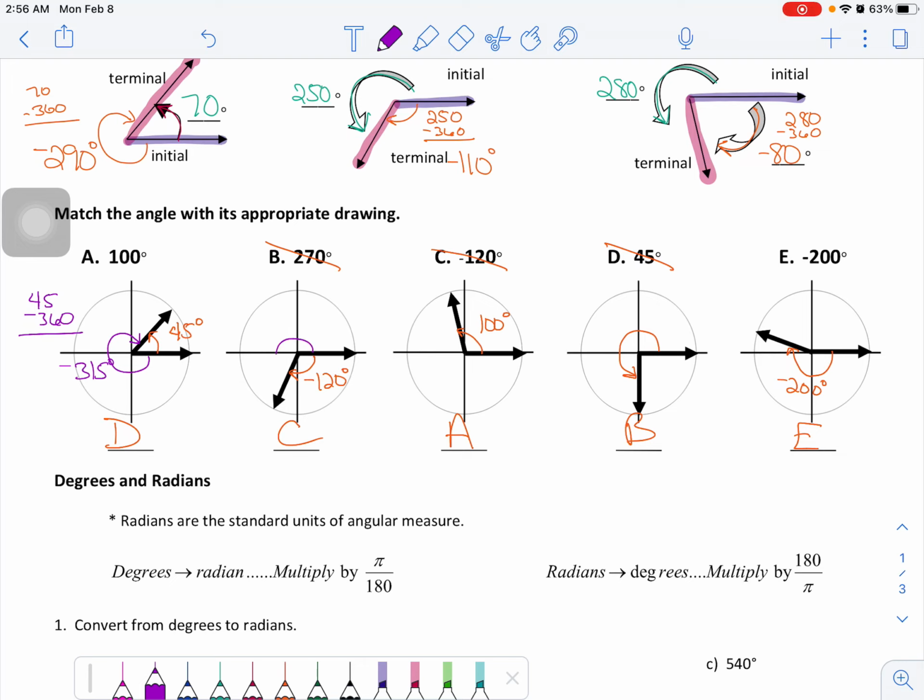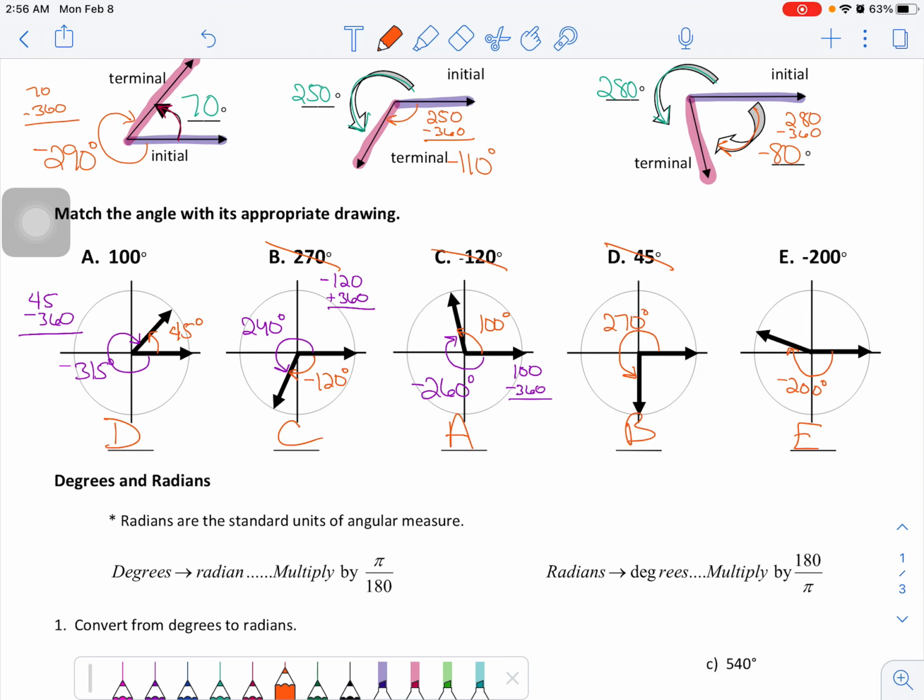Second triangle, or I keep calling them triangles, second picture here. Let's get the positive angle rotation. So I'm going to do negative 120 plus 360. I'm going to get 240 degrees. That's the positive. Let's see, positive 100. If I rotate clockwise, it would be 100 minus 360. And that's going to get me negative 260 degrees.